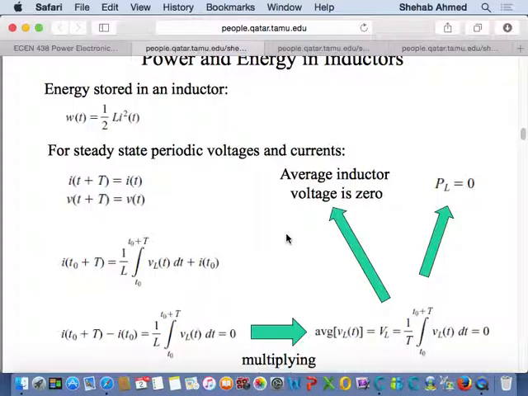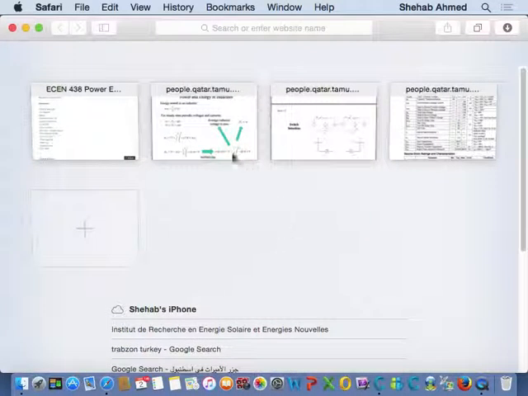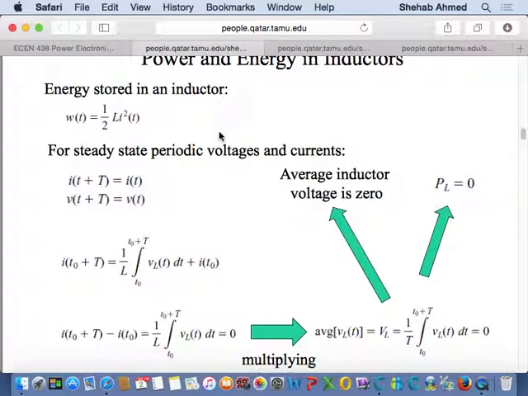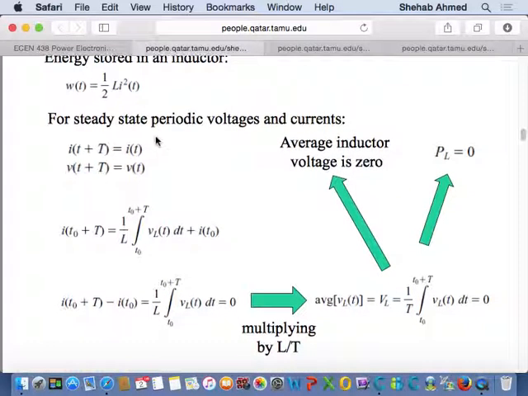This is the energy in the inductor review. We know that the energy in the inductor is equal to half L i squared. That's something you've studied before. I want to go through the discussion and make sure that it's clear to everybody that average inductor voltage is 0 and average capacitor current is 0.